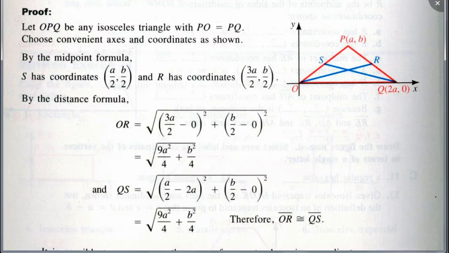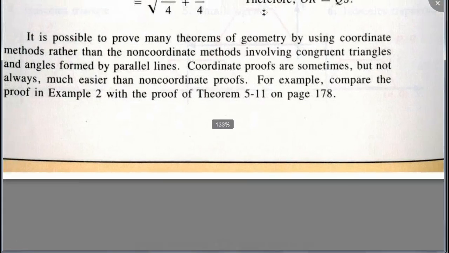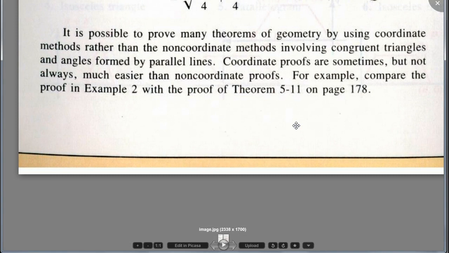Okay. All right, let's move on to the next part. Can somebody read this for us? How about Nico? It is possible to prove many theorems of geometry by using coordinate methods rather than the non-coordinate methods, involving congruent triangles and angles formed by parallel lines. Coordinate proofs are sometimes, but not always, much easier than non-coordinate proofs. For example, compare the proof in example 2 with the proof of theorem 511. Good, it makes sense.